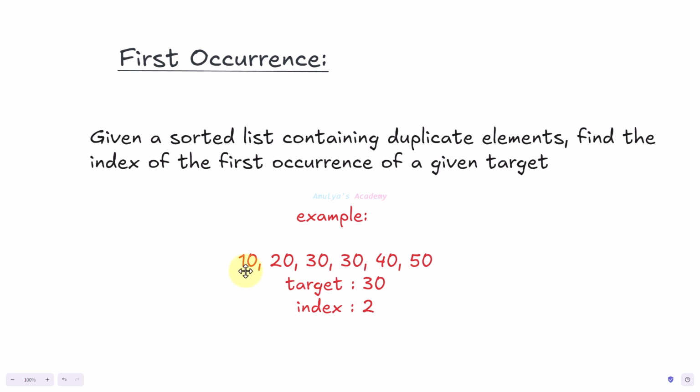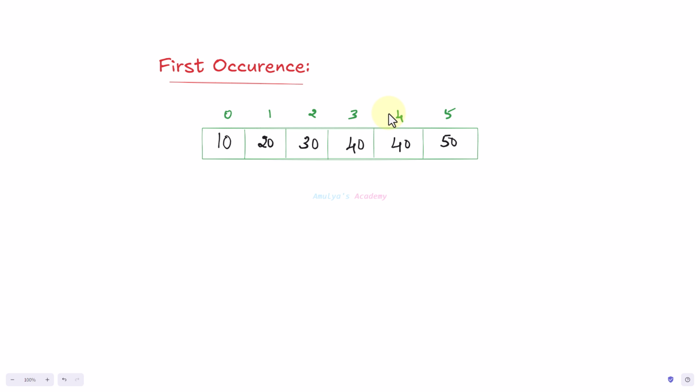For example, here we can see a sorted list of numbers with duplicate elements, right? Here target is 30 and index of first occurrence of 30 is 2 here. That's why output is 2. First occurrence in a list of numbers means the position or index where a particular number appears for the very first time in the list.